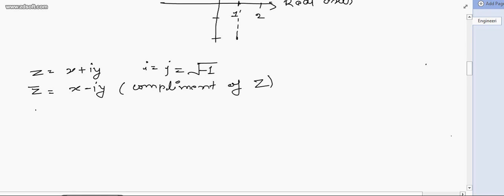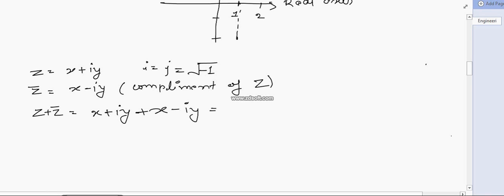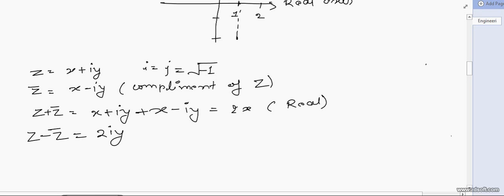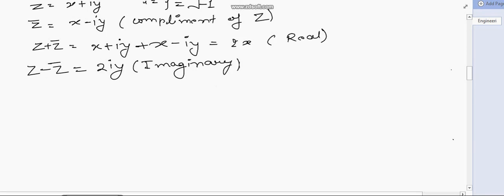Now next would be z plus z bar. This would give x plus iy plus x minus iy, which is equal to 2x. This is completely real. Similarly, z minus z bar would give 2iy. This is totally imaginary.